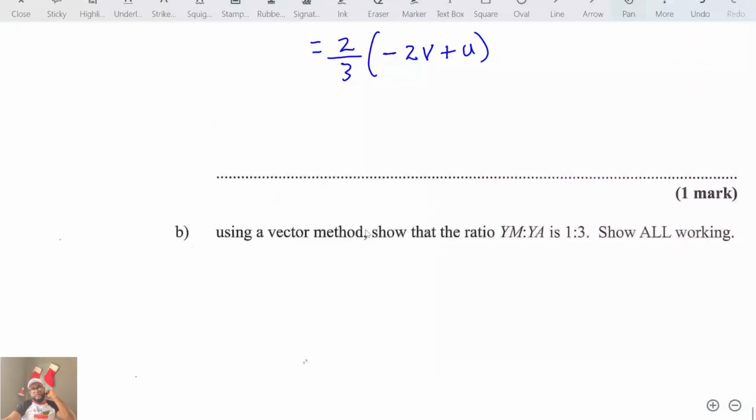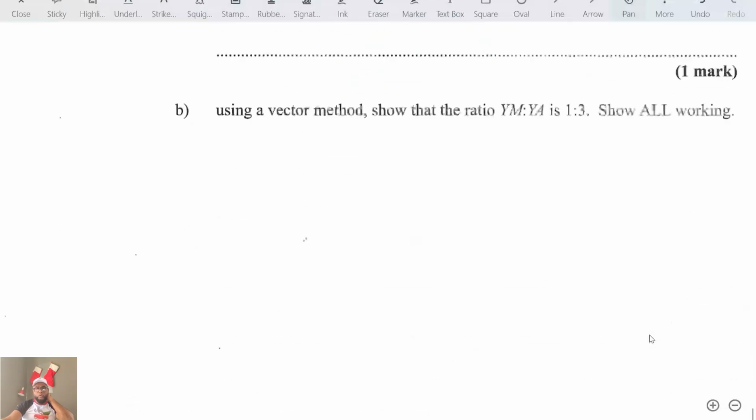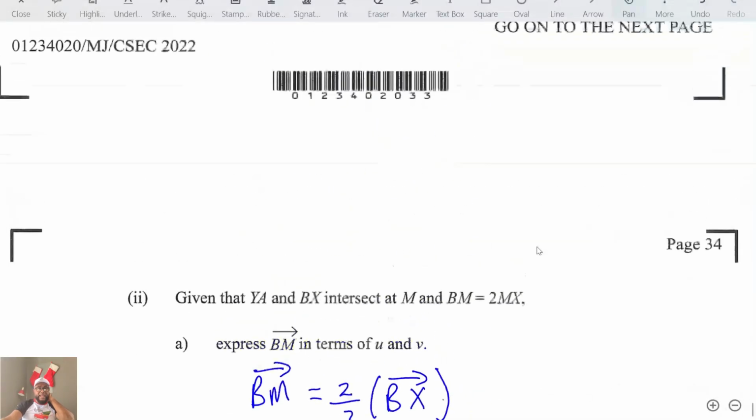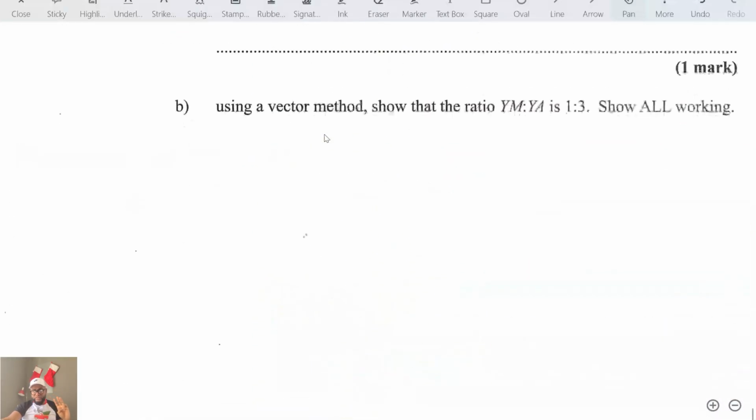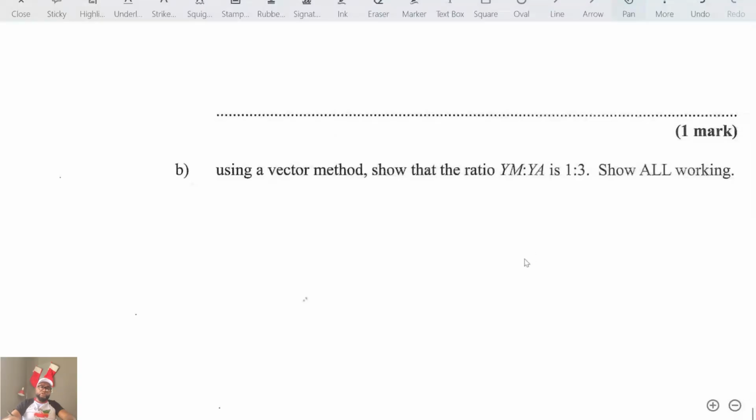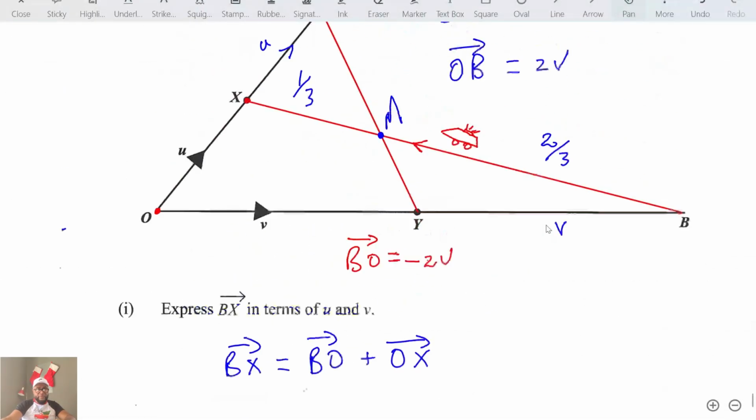That question done. Using a vector method, show that YM to YA is 1 to 3. Show all working. 3 marks to this. So basically, if it's 1 to 3, you're trying to show that YM is a quarter of YA, which will be 3/4. That's basically what you're trying to do here: 1/4 and 3/4.